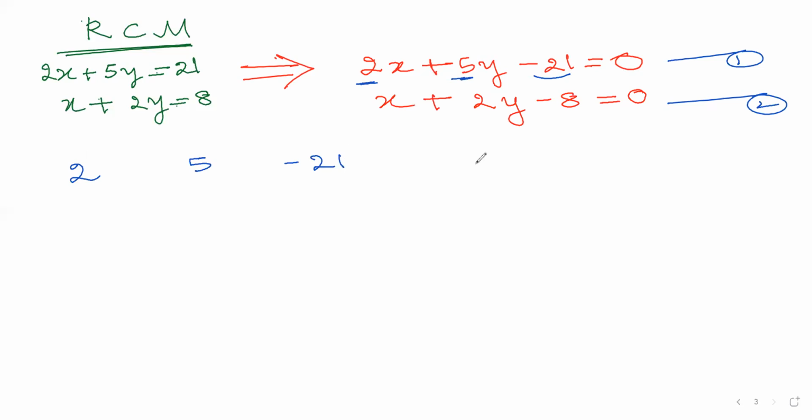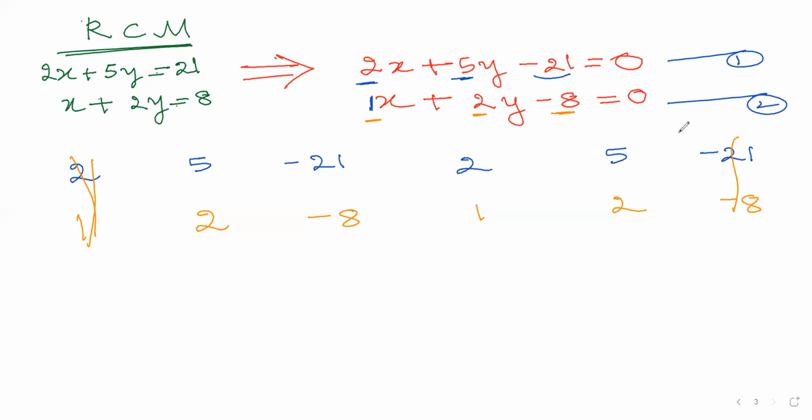One more time I will write 2, 5, and the constant term. Likewise, in the second equation, here the coefficient of x is 1, right? When I just say x, it's understood to be 1x. So this is 1, 2, and -8. The coefficient of x is 1, coefficient of y is 2, and -8. Now fence out the borders.